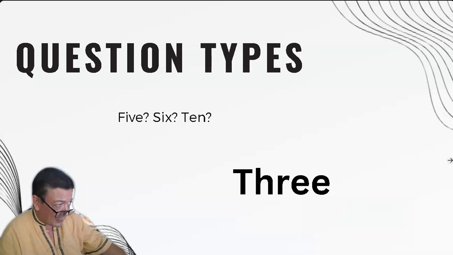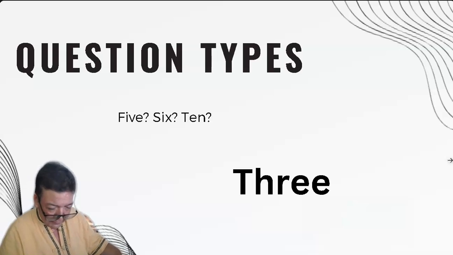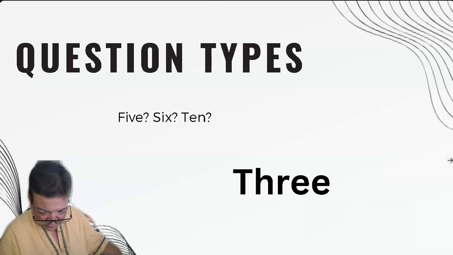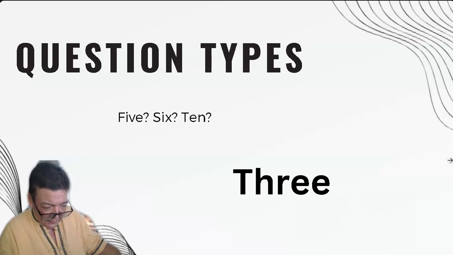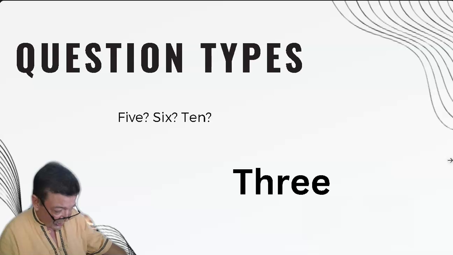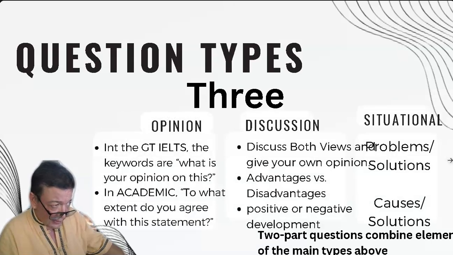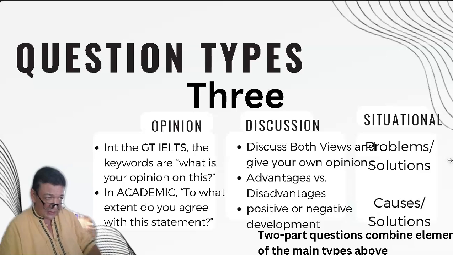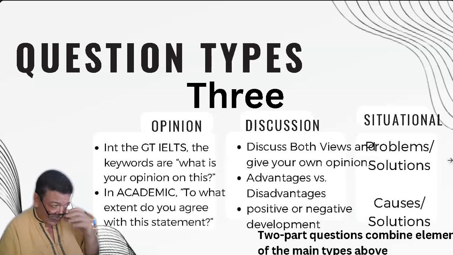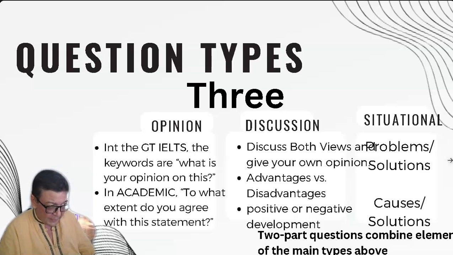Question types. How many are there? Well, I think that most IELTS experts would say 5 or 6 perhaps, or maybe it's 10. Well, I think it should be 3, because you can break them down into these 3 categories: opinion essays, discussion essays, and situational essays. So in an opinion essay, in the general training, it will ask, what is your opinion on this? If it's academic, it will give you a statement and then ask, to what extent do you agree or disagree with this statement, or this development, or this position?